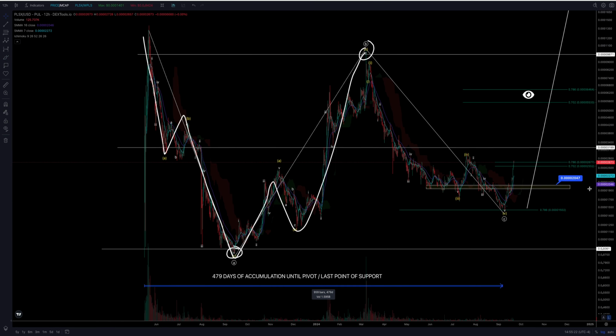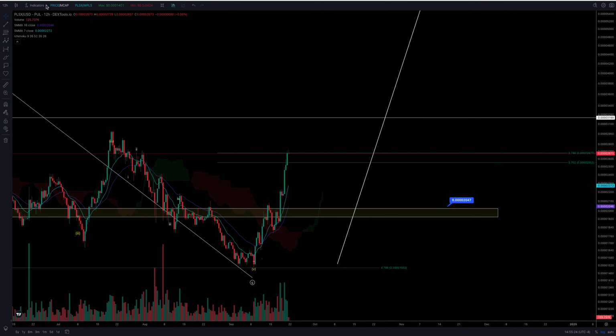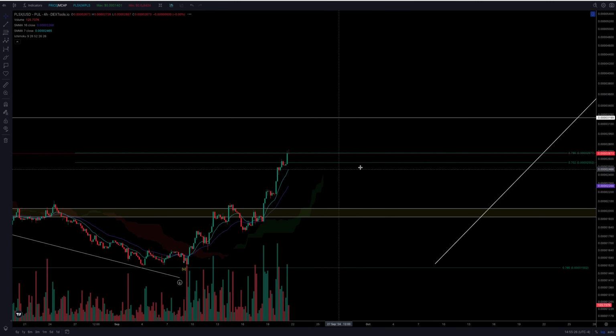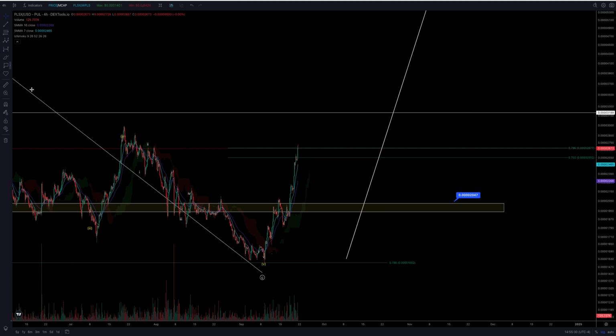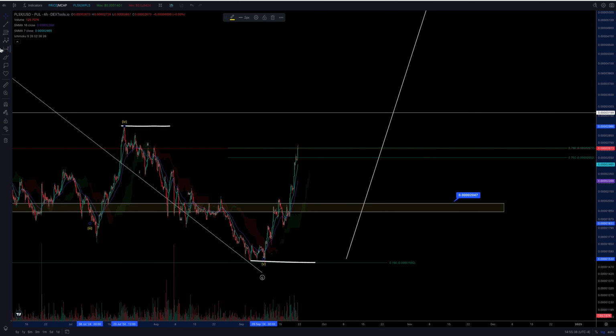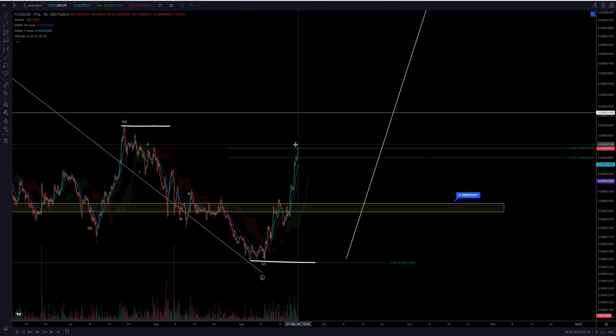Okay, now it does look like we are seeing a little bit of rejection off of the 78.6% fib intermediate resistance. So if you take a fib from this wave 4 high down to this wave 5 low, you can see that we're facing some rejection here at the 786.